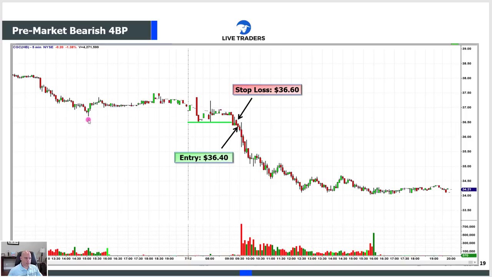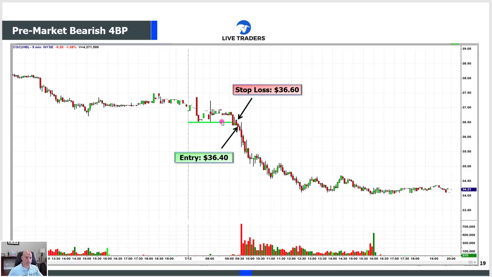Do it again. Here's another one. Okay. Notice CGC has some support in that 36.50 area, okay? There is a pivot to the left. Guys, somebody's asking, where will I get out? Guys, all of my trades are 2-to-1 targets.